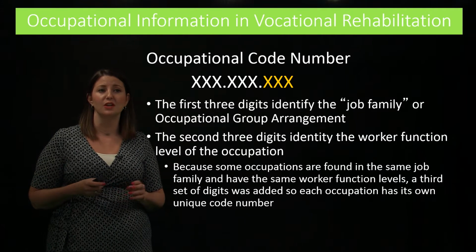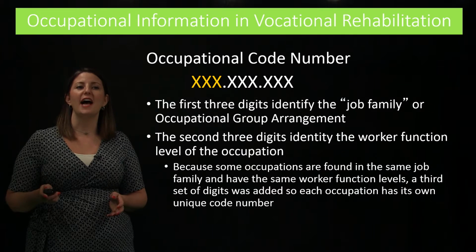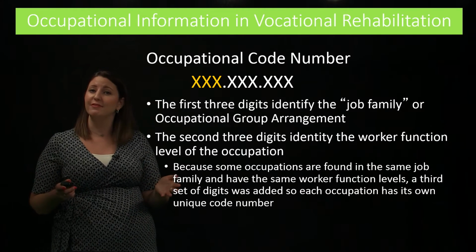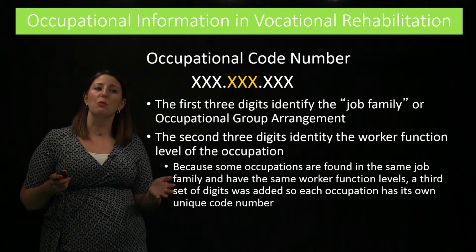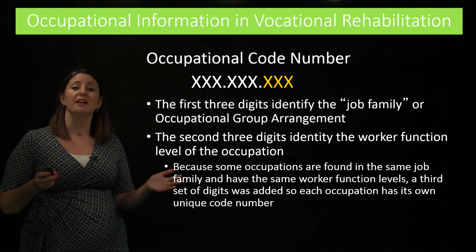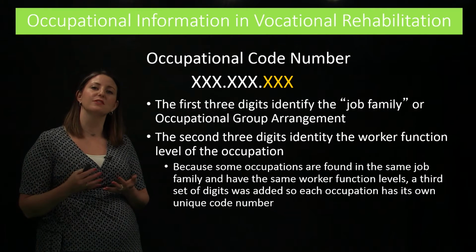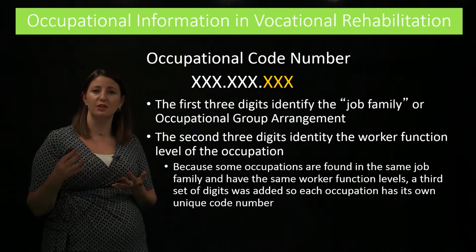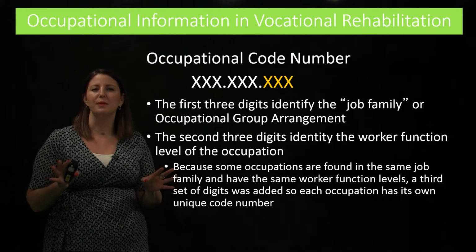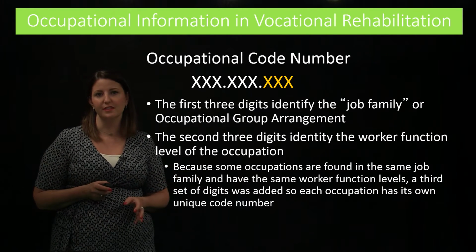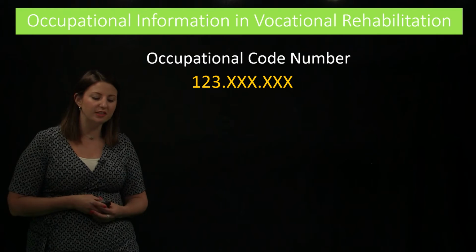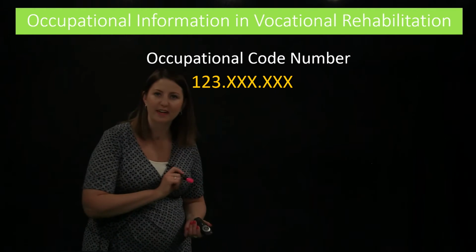So what that means is you could have a job that represents the same job family and has the same worker functions, but they're totally different job titles. So the last third of their DOT code will be separate. And I'll give you examples of this. So first, let's talk about job families, okay?